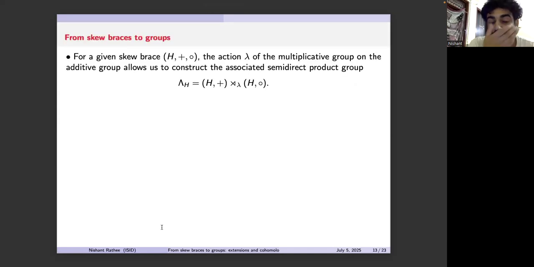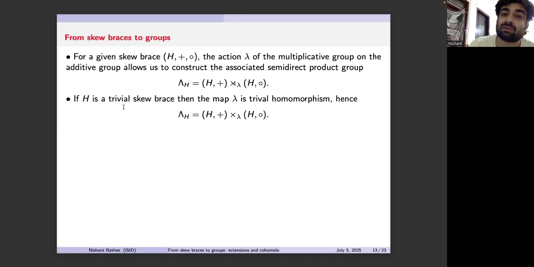Okay. Now let us come to the groups part. If you have a skew brace H, then you have an action of the multiplicative group on the additive group, which allows us to construct the associated semi-direct product group, defined by this action lambda.